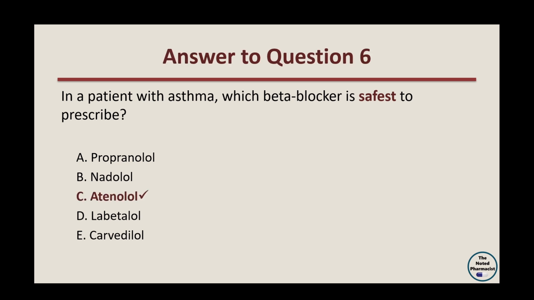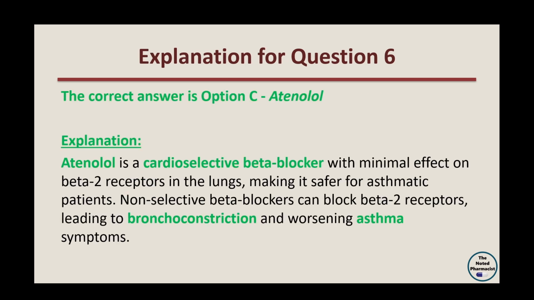The correct answer is option C, atenolol. The explanation is as follows. Atenolol is a cardioselective beta blocker with minimal effect on beta-2 receptors in the lungs, making it safer for asthmatic patients. Non-selective beta blockers can block beta-2 receptors, leading to bronchoconstriction and worsening asthma symptoms.